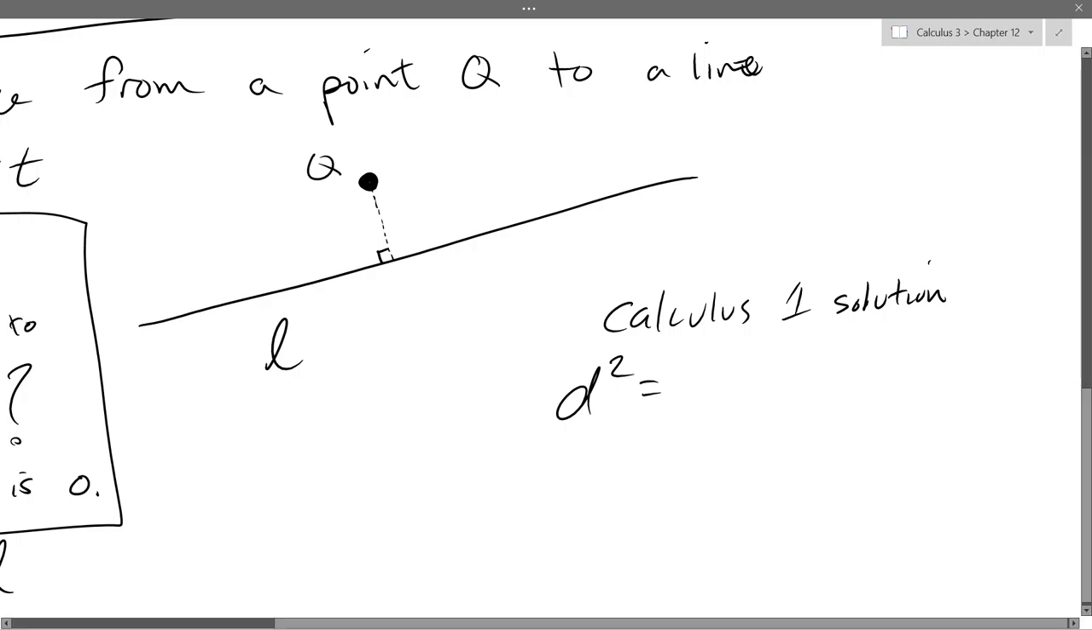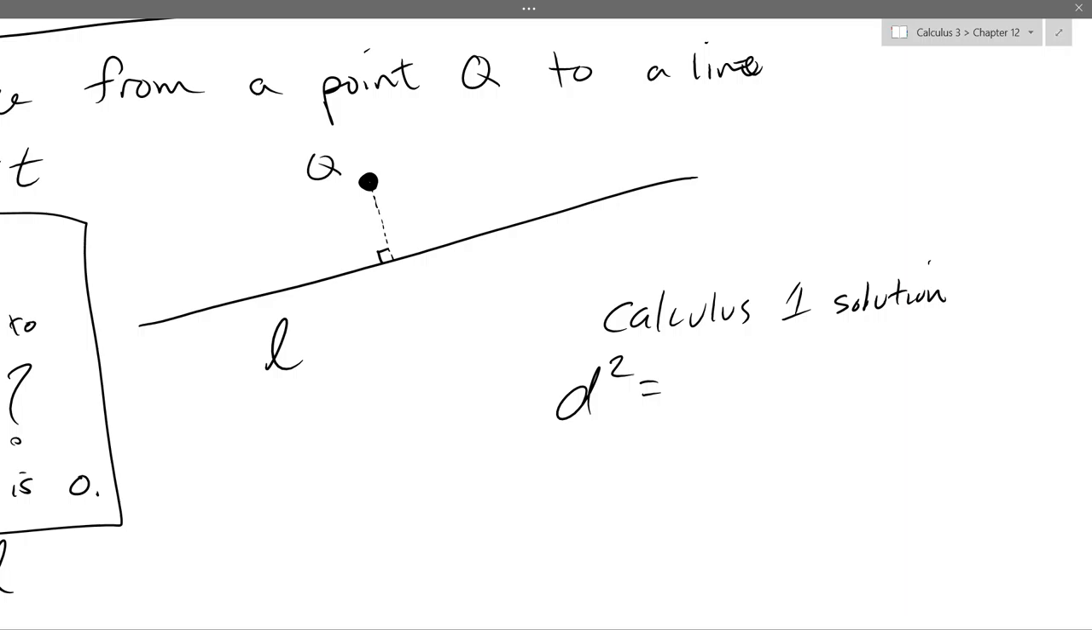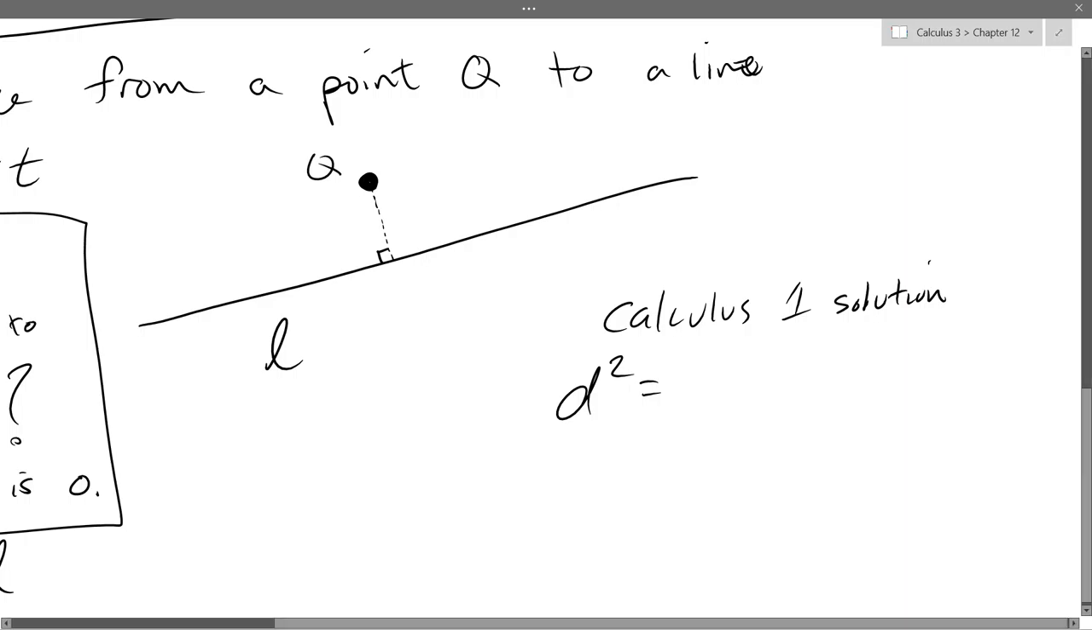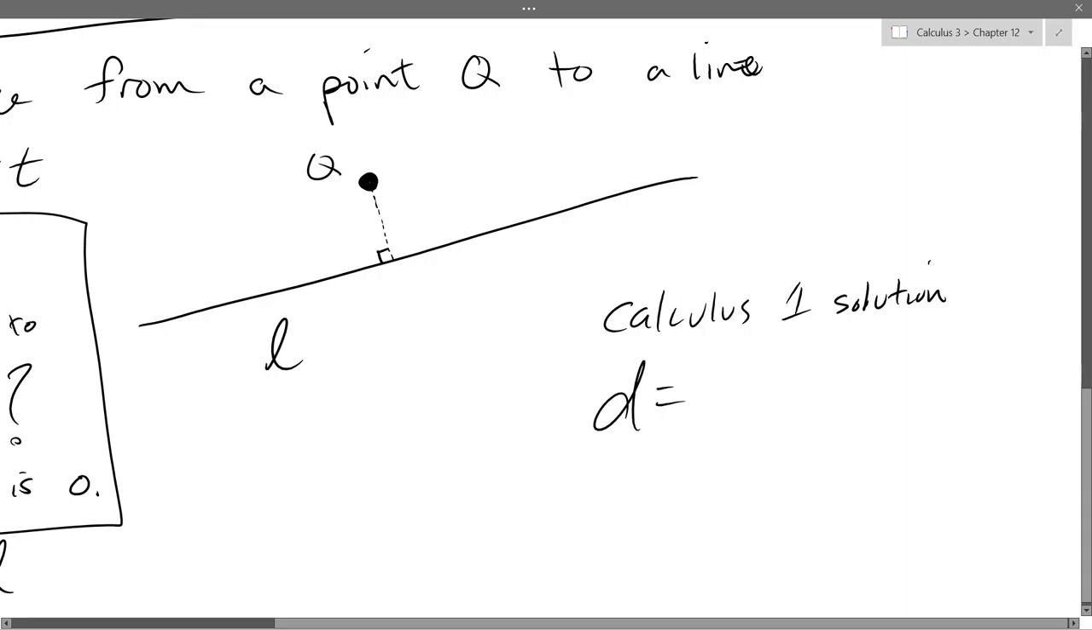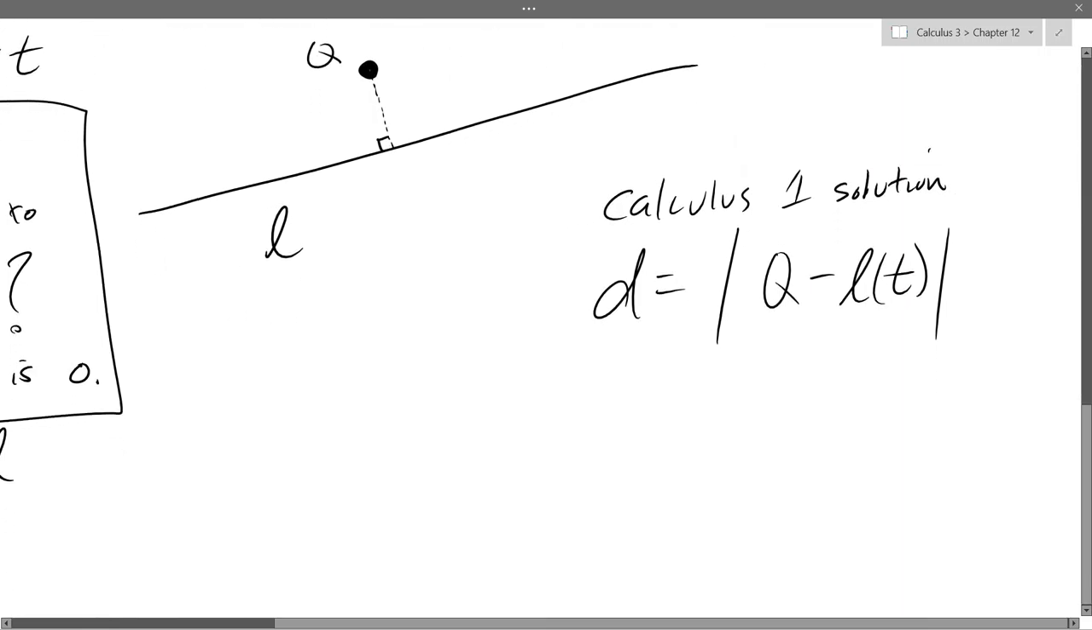So calculus one solution, distance. You probably want to minimize distance squared. I think that makes more sense than minimizing distance, because that's a big square root. So we'll minimize distance squared. Actually, let's just write regular distance. I'll write the vector equation first. Distance equals magnitude of Q minus L of T. So Q has XYZ values, and L of T has XYZ values depending on T. You could find the magnitude and then minimize it.